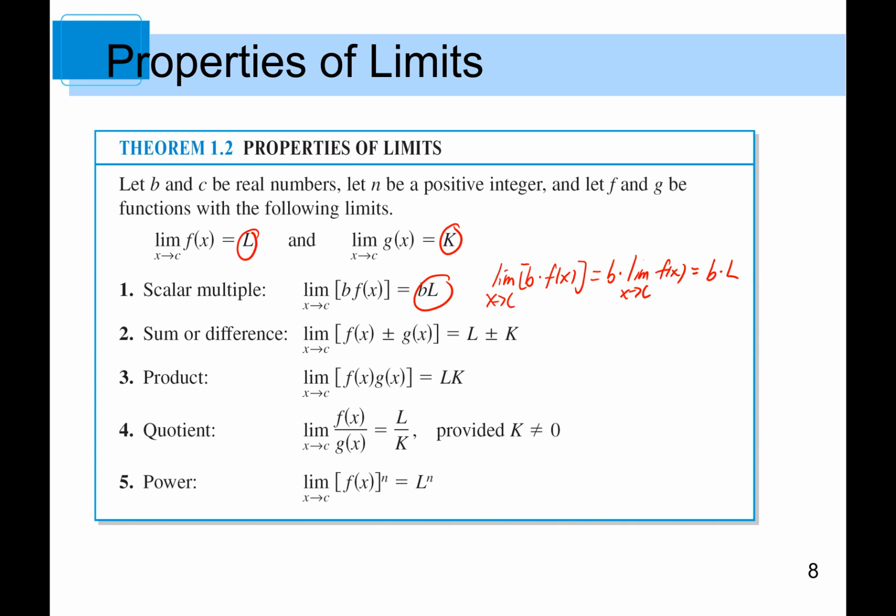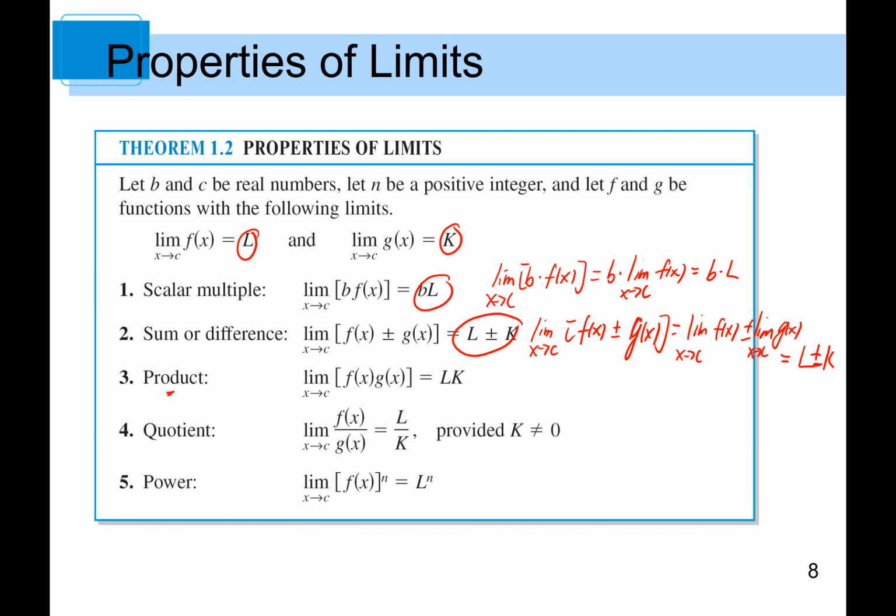And sum or difference. You can just separate the sum or difference of two functions into two limits: the limit as x approaches c for f of x plus or minus the limit as x approaches c for g of x. Now we have L plus or minus k. So this is like a quick proof of all these outcomes, right?